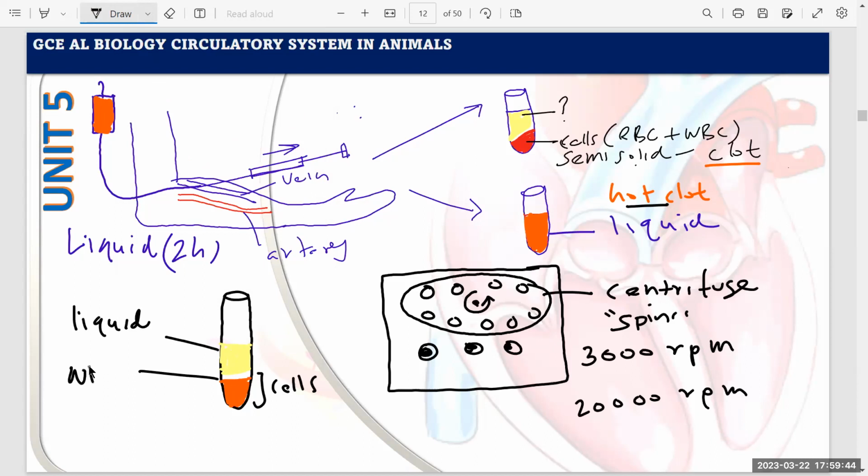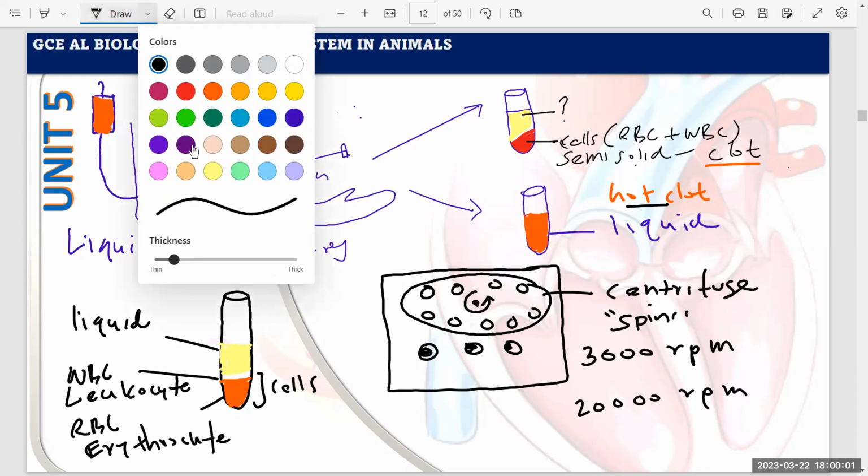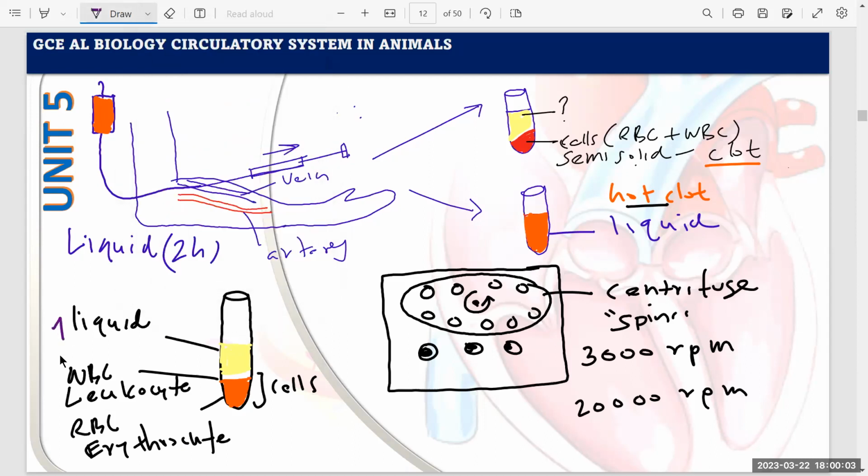white blood cells. White blood cells are also called leukocytes. And this is a red blood cell. Red blood cells are also called erythrocytes. Right. Now you understand 1, 2, 3. There are 3 components in the blood.